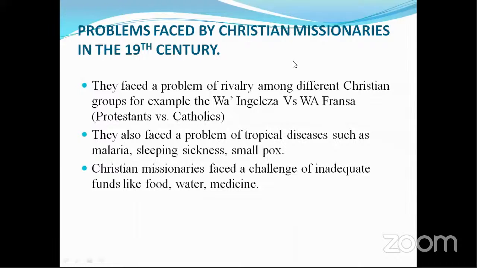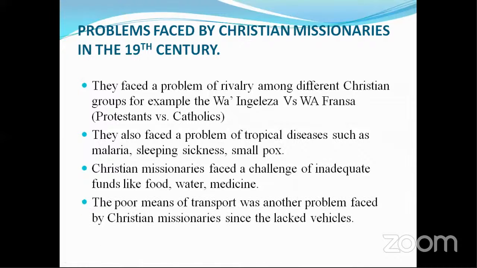So we are moving over to this other point here. There it is. Poor means of transport was another problem faced by the Christian missionaries, since they lacked vehicles. Surely these people didn't have vehicles. And on top of that, the roads were also not so good. Some of the routes were impassable.